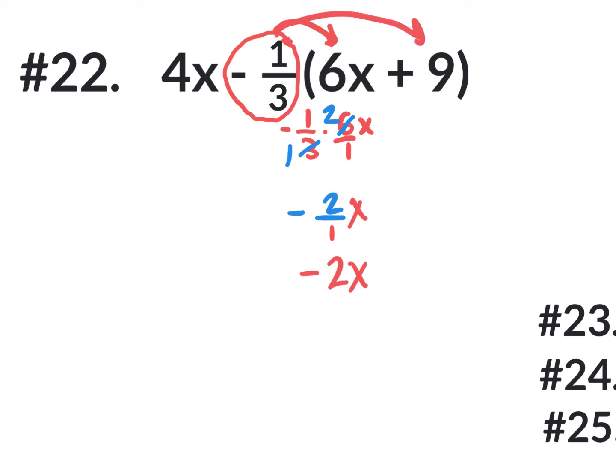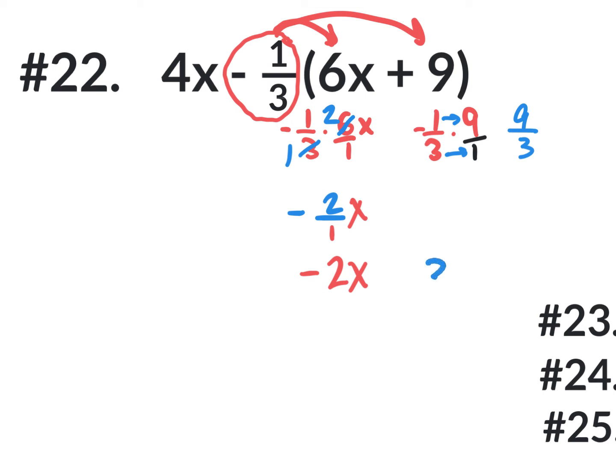Negative 1/3 times 9. Negative 1/3 times positive 9. I want to put the 9 over a 1. And this time, instead of canceling first and then multiplying, I want to multiply first and then cancel. So 1 times 9 is 9. 3 times 1 is 3. That's really a 9 divided by 3. So what is 9 divided by 3? 9 divided by 3 is 3.